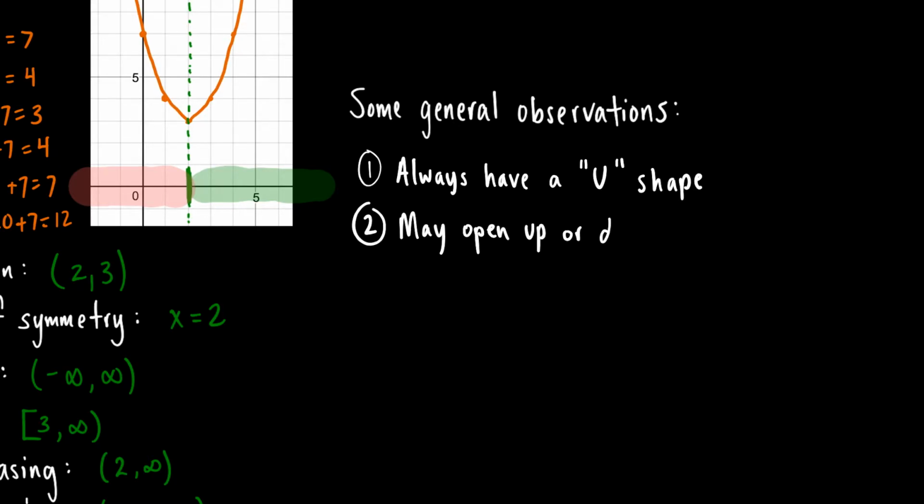We'll just say up or down. Is downward a word? I don't know. And they're symmetrical, which I've already said a few times, but it's worth making a little note about it. Okay, let's try another example where it opens down. Downward, down, I don't know.